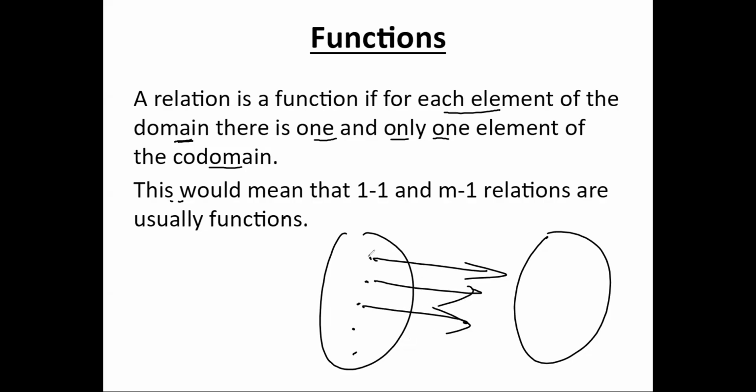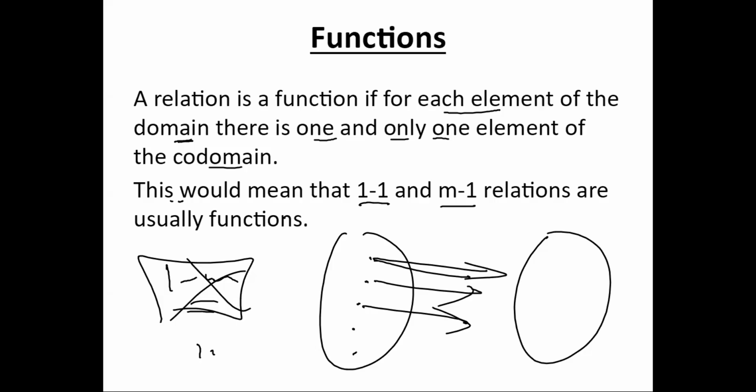Not more than one arrow. If you have more than one arrow leaving an element here, that's not a function. And that would make the one-to-many relation not a function. So, as it's saying here, one-to-one and many-to-one relations are functions.